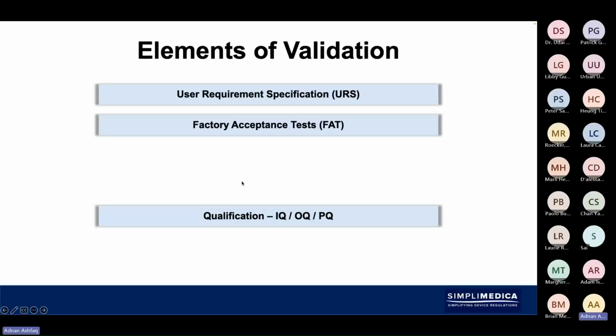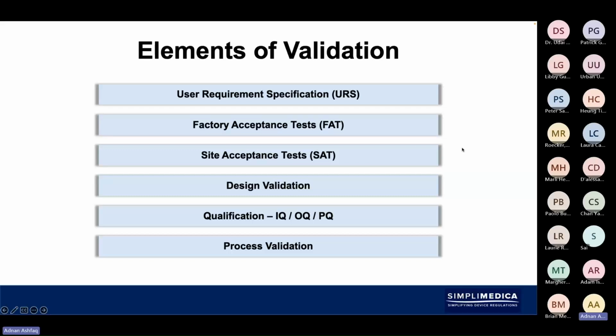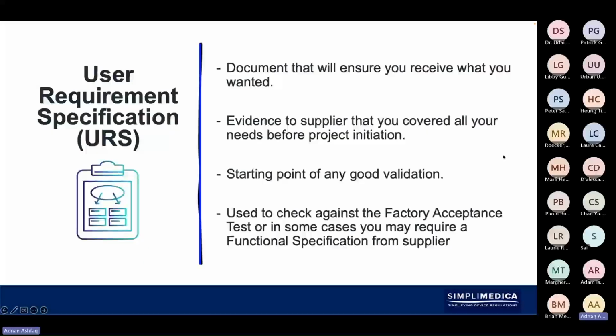So we're going to be looking at some of these elements of validation. The URS, the first point of contact into the validation process, the user requirement specification, then the factory acceptance tests, site acceptance tests, design validation, qualification, which is the heart of the process, IQ, OQ, PQ, and then also generally process validation. To begin with, we want to be looking at the user requirement specification as the document that will ensure that you receive what you want.